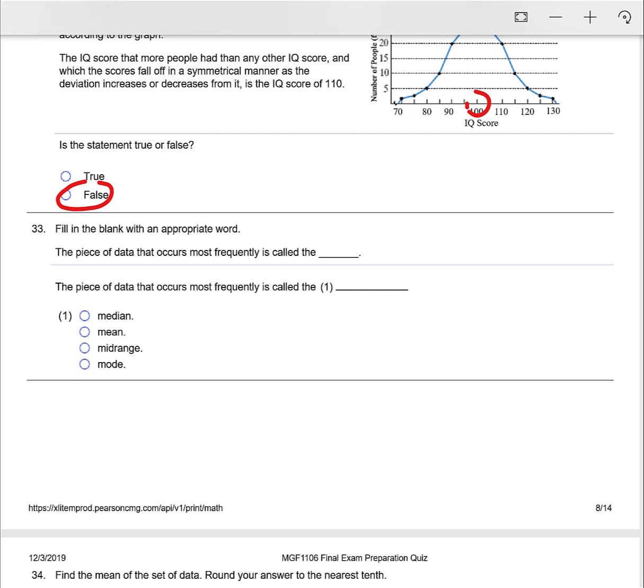A piece of data that occurs most frequently is called the mode.